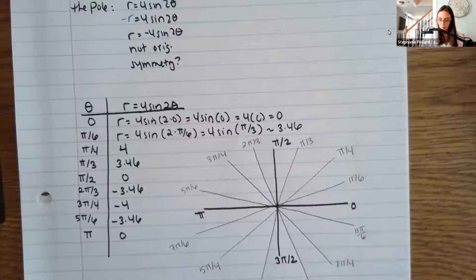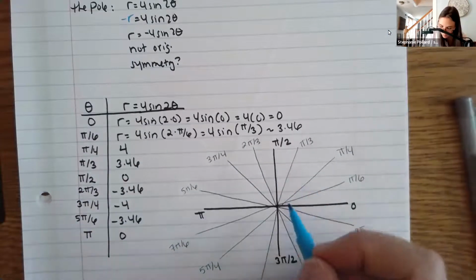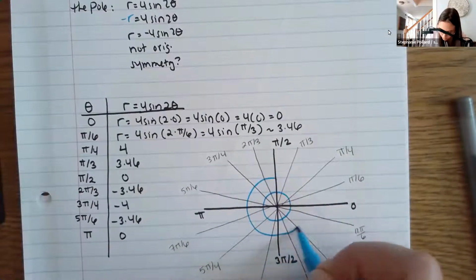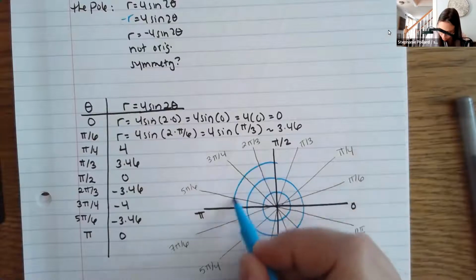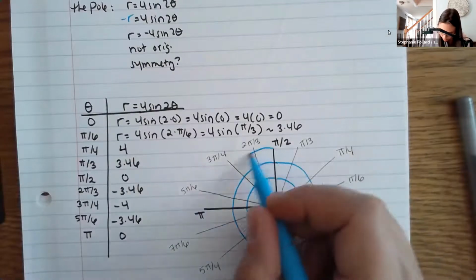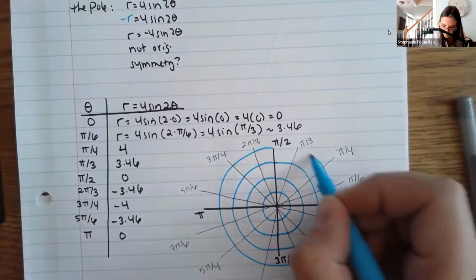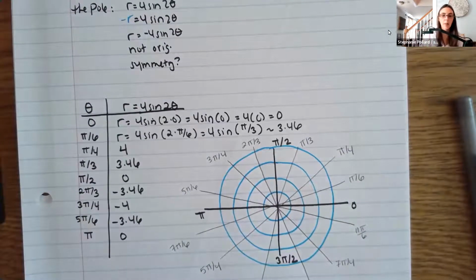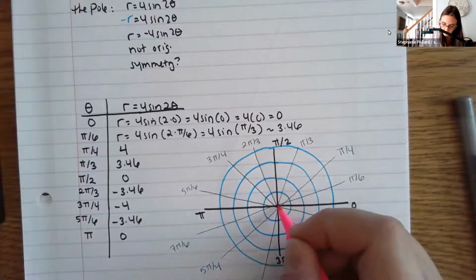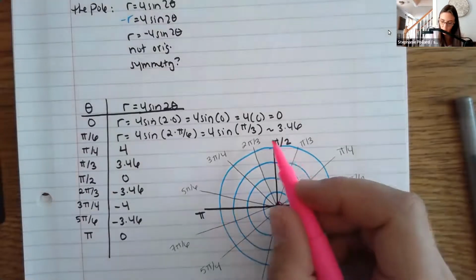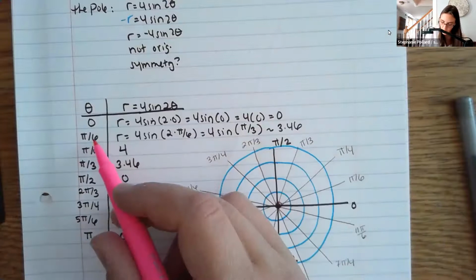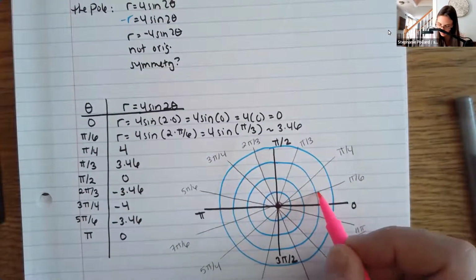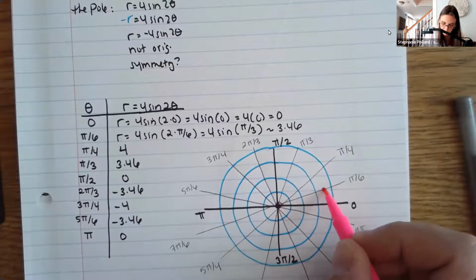All right, so I have my polar graph here. I'm going to start with 1, 2, 3, 4, and now I'm going to start plotting. So for the first one, I'm at 0, 0. Then I'm at almost 4, and my angle is pi over 6. So let's see, 1, 2, 3. Like 3.5, so about right here.